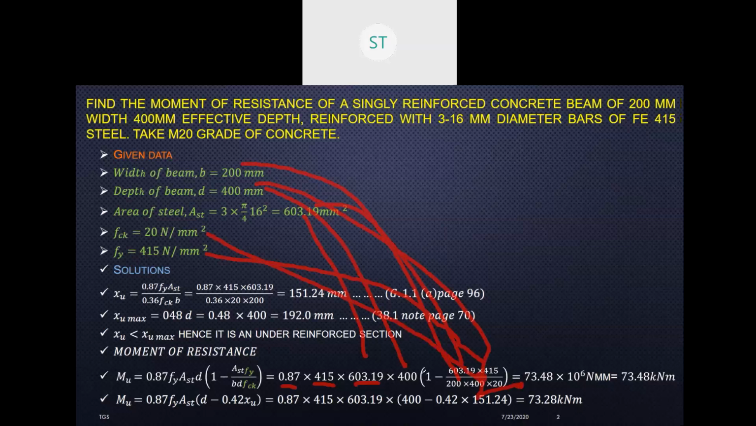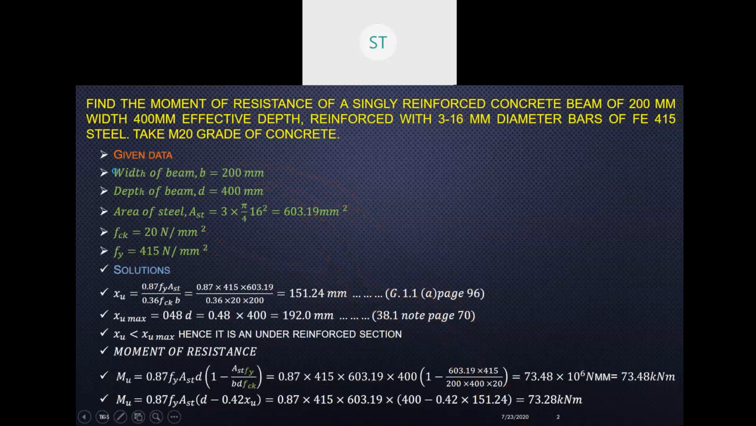So solving this, we get 73.48 into 10 raised to 6 Newton millimeters. Moment of resistance unit is Newton millimeter. So convert this into kilonewton meter. To convert the Newton millimeter to kilonewton meter, divide by 10 raised to 6. So 73.48 kilonewton meter.